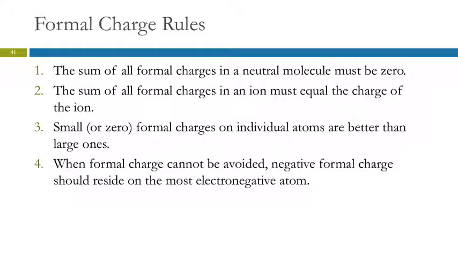Sometimes you can't avoid formal charge. When that happens, give the negative formal charge to the more electronegative atom. The electronegative atom is the one that has more attraction for the electrons in the bond. And so if somebody's going to have extra electrons, it's going to be the more electronegative one.